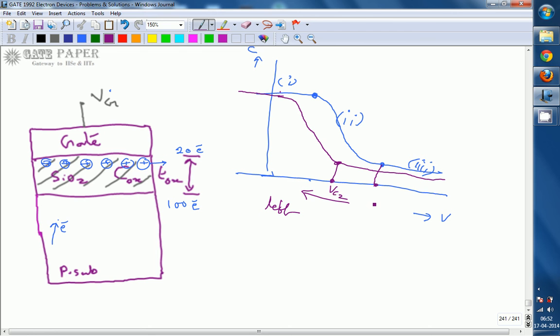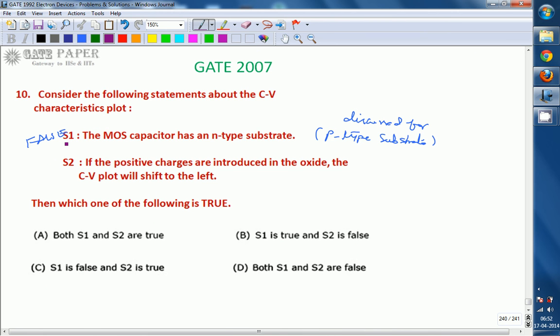This is VG2, this is VG1. VG2 is lesser than VG1 because we require a small gate voltage. That implies the CV characteristics are moving towards the left side. So the answer for this one is true. Statement 1 is false, statement 2 is true. The answer for this question is C. Thank you.